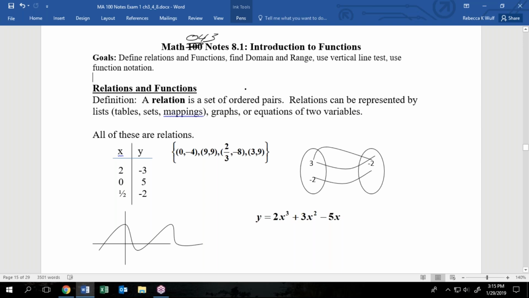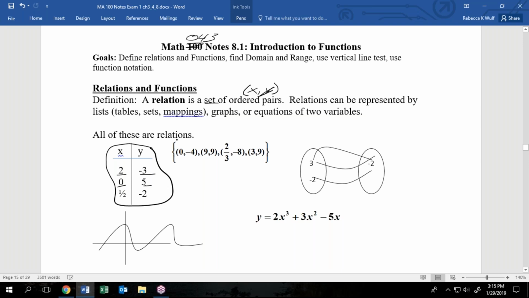It says here a relation is a set of ordered pairs. So our ordered pair is x comma y. But what gets tricky is there is a variety of ways to state that relationship. I've shown some here. First, we might just have a table, a t-table of x and y values. So when x is 2, y is -3. When x is 0, y is 5. We're all familiar with that.